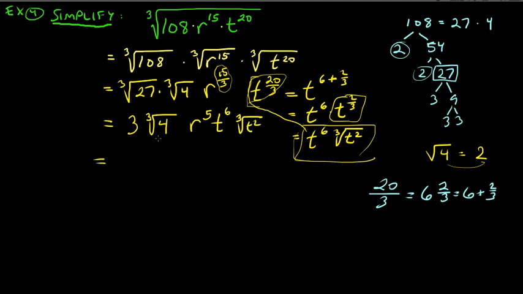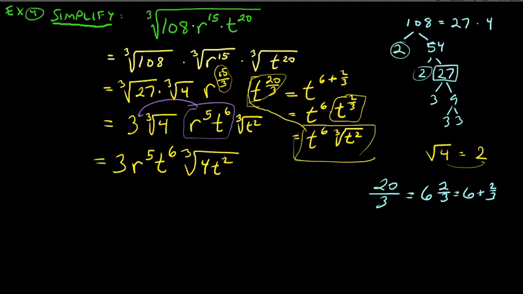Okay, and now we're almost done, right? Remember, anything that doesn't have a radical should go in front, right here. So we'll leave the 3 in front, but then we have r to the power 5, t to the power 6, and then we have the radicals. We have the cube root of the 4 and then the t squared.